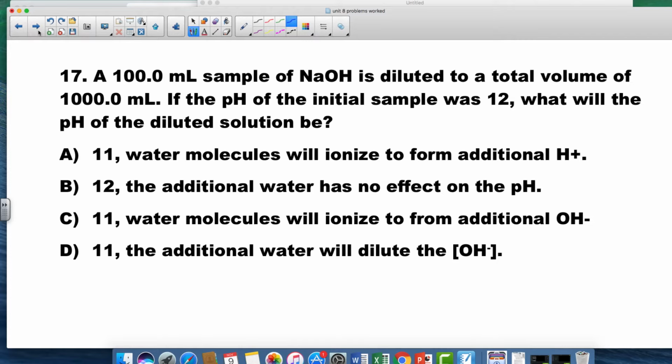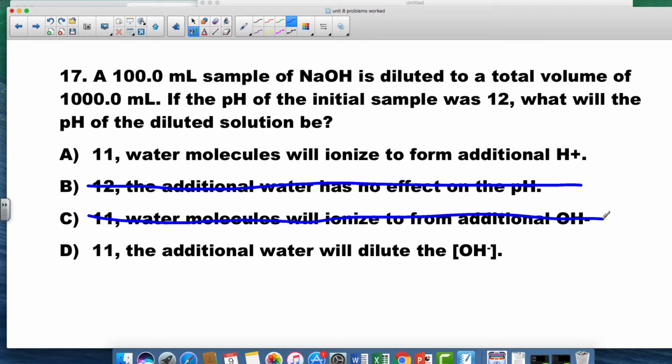This is actually a question taken from the 2008 exam and slightly modified. If the pH was 12, that's a pretty strong base. But if you diluted it by a factor of 10, going from 100 milliliters of base to a total volume of 1,000 milliliters means you diluted it by a factor of 10, what will happen to the concentration of OH ions? The OH gets diluted by a factor of 10, which means it becomes less basic, which means it will drop from 12 to 11. So choice B can't possibly be the answer.